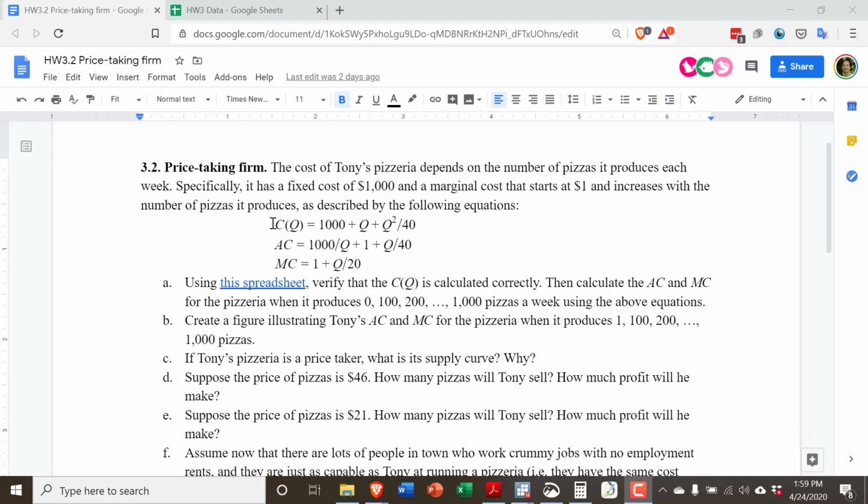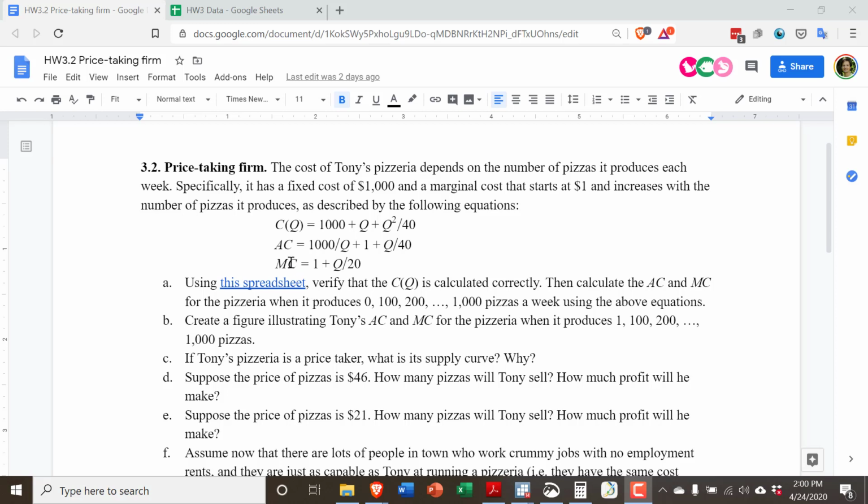Right, so the total cost as a function of Q is 1,000, that's why I say it has a fixed cost of 1,000, plus Q squared divided by 40. The average cost is, of course, the cost divided by Q, right? So it's 1,000 divided by Q plus Q divided by Q, that's equal to 1, plus Q squared over 40 divided by Q, that's Q over 40.